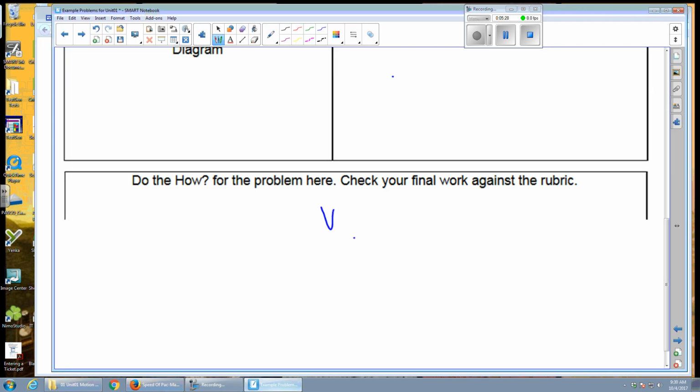My equation, from my equation sheet, is really for velocity, right? Velocity is the displacement per time. But I know for speed, it's just distance per time. Right?